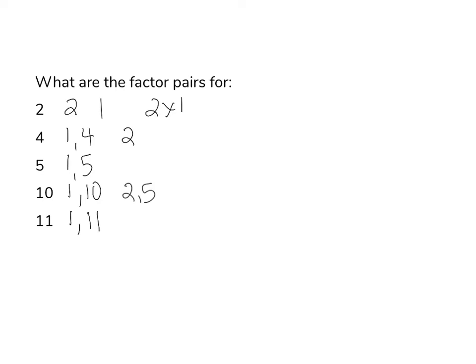Now I want you to think about the numbers that only have 2 factors: the numbers 2, 5, and 11. There's a special name for the numbers that only have 2 factors, one and itself. Do you remember what that's called? That is called a prime number.